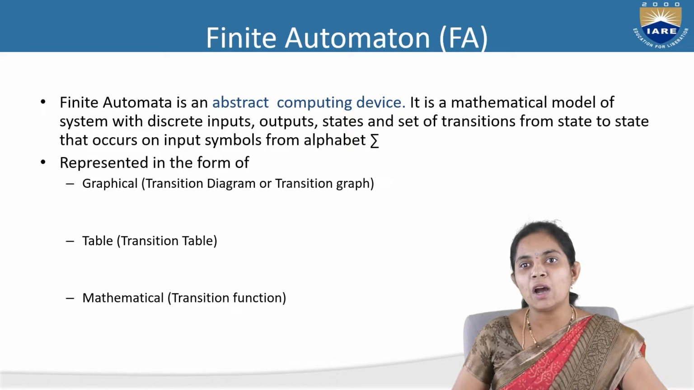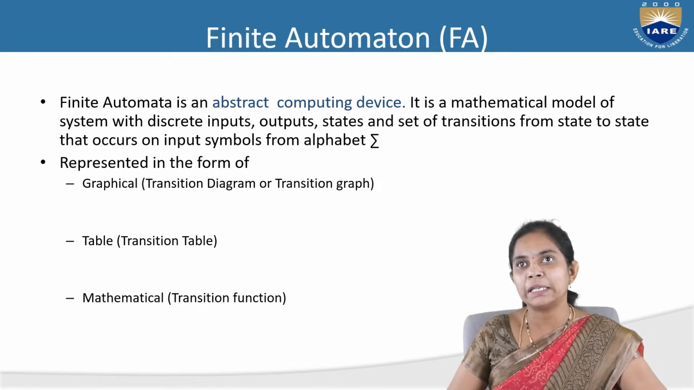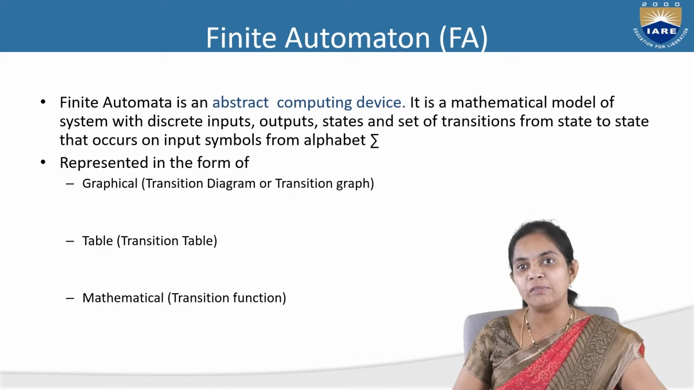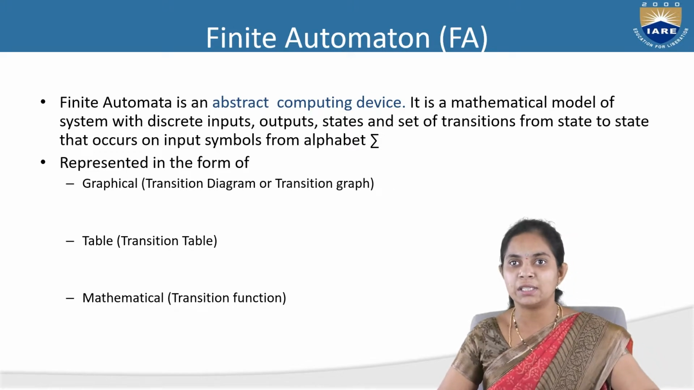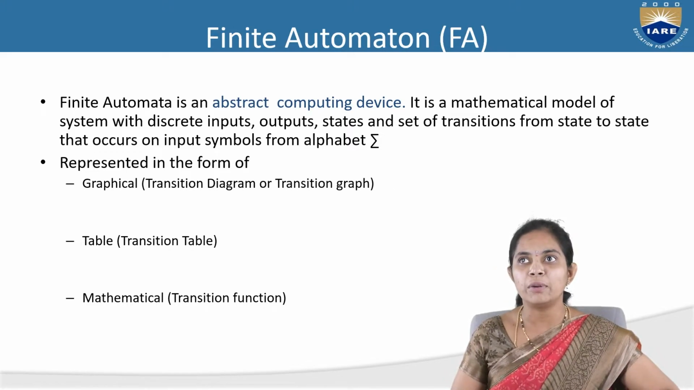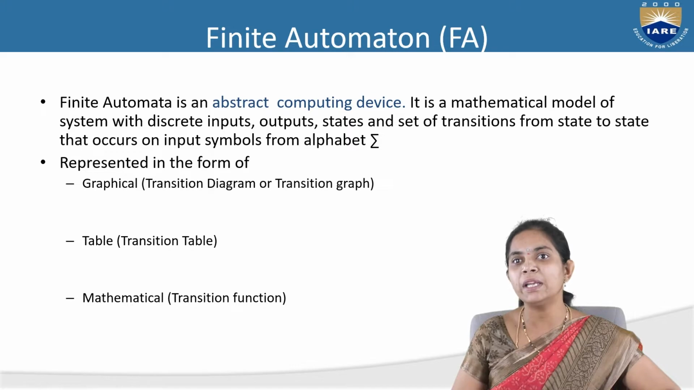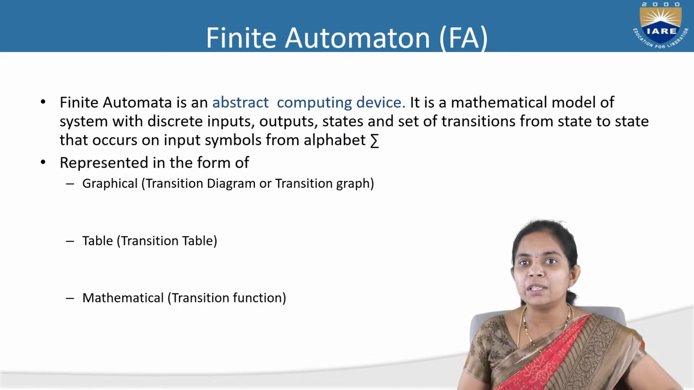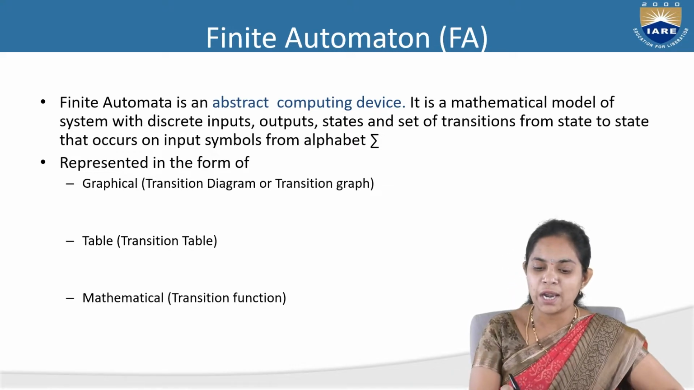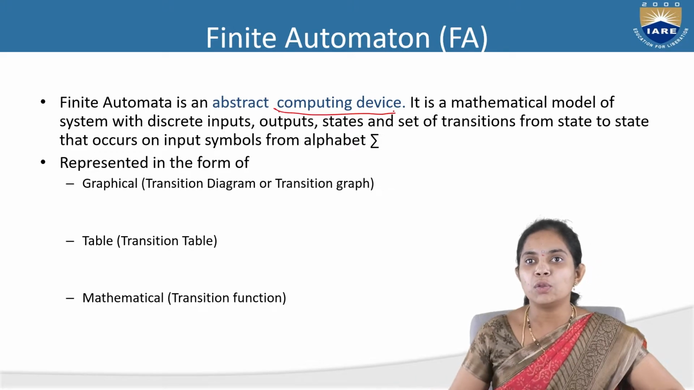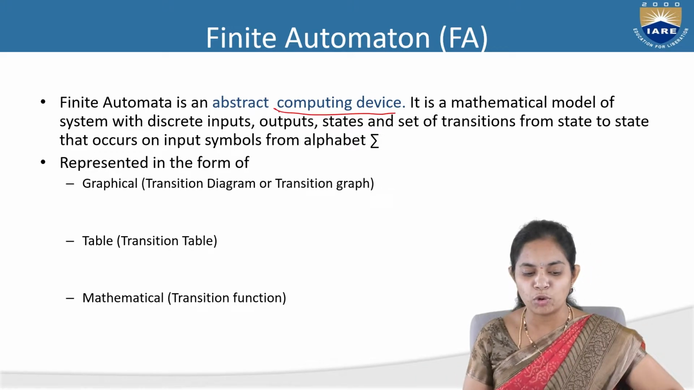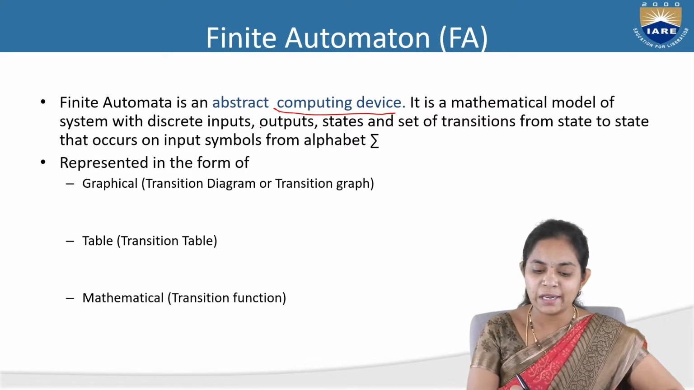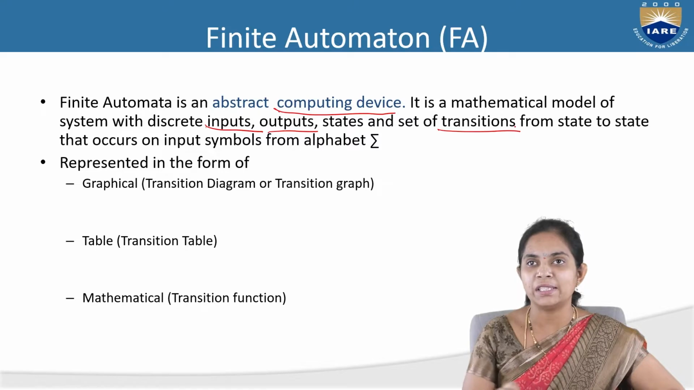A finite automata is an abstract computing device. It is a mathematical model of a system with the discrete input, output and the states, and a set of transitions from state to state that occurs from the input alphabet. So the finite automata is an abstract computing device, and it is a mathematical model of the system with the discrete inputs, outputs and set of transitions.